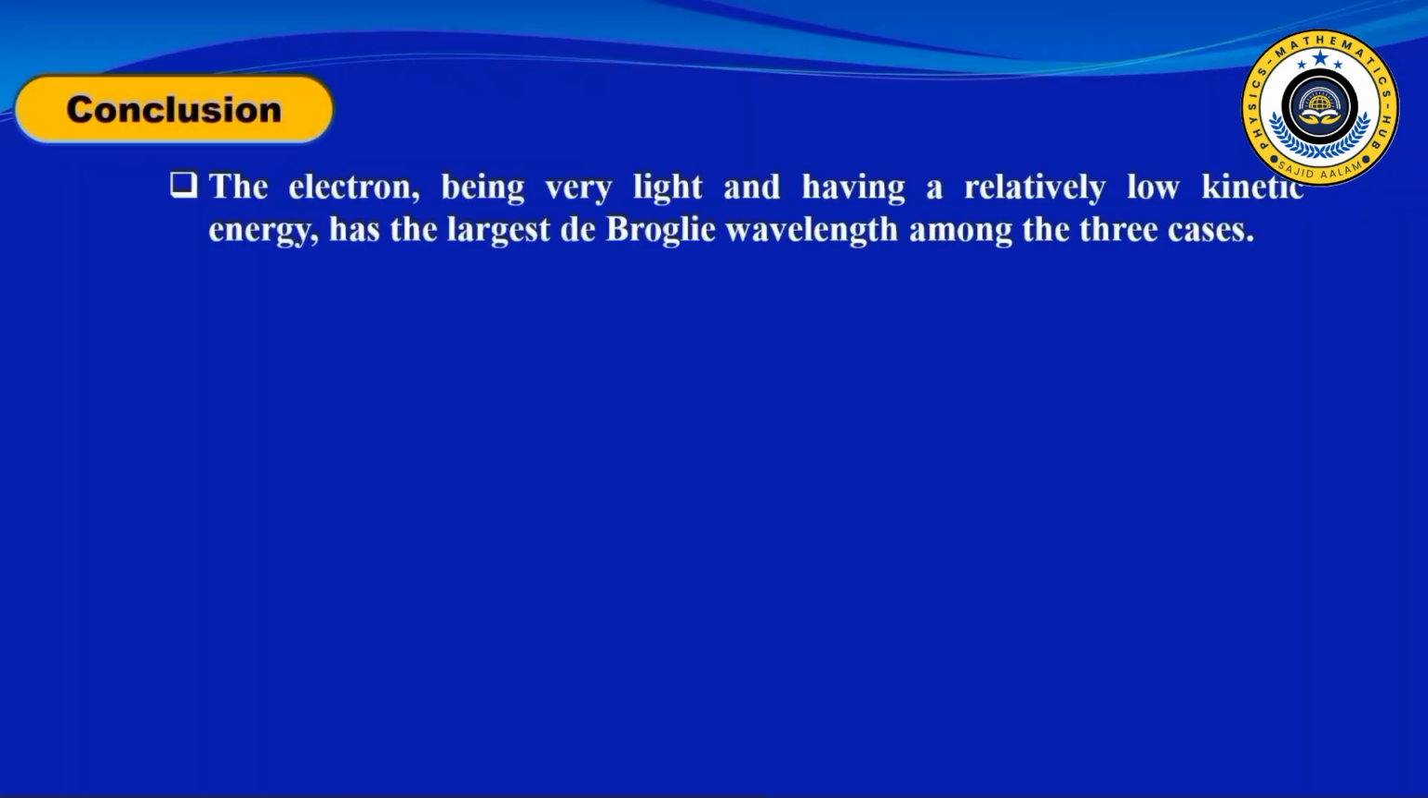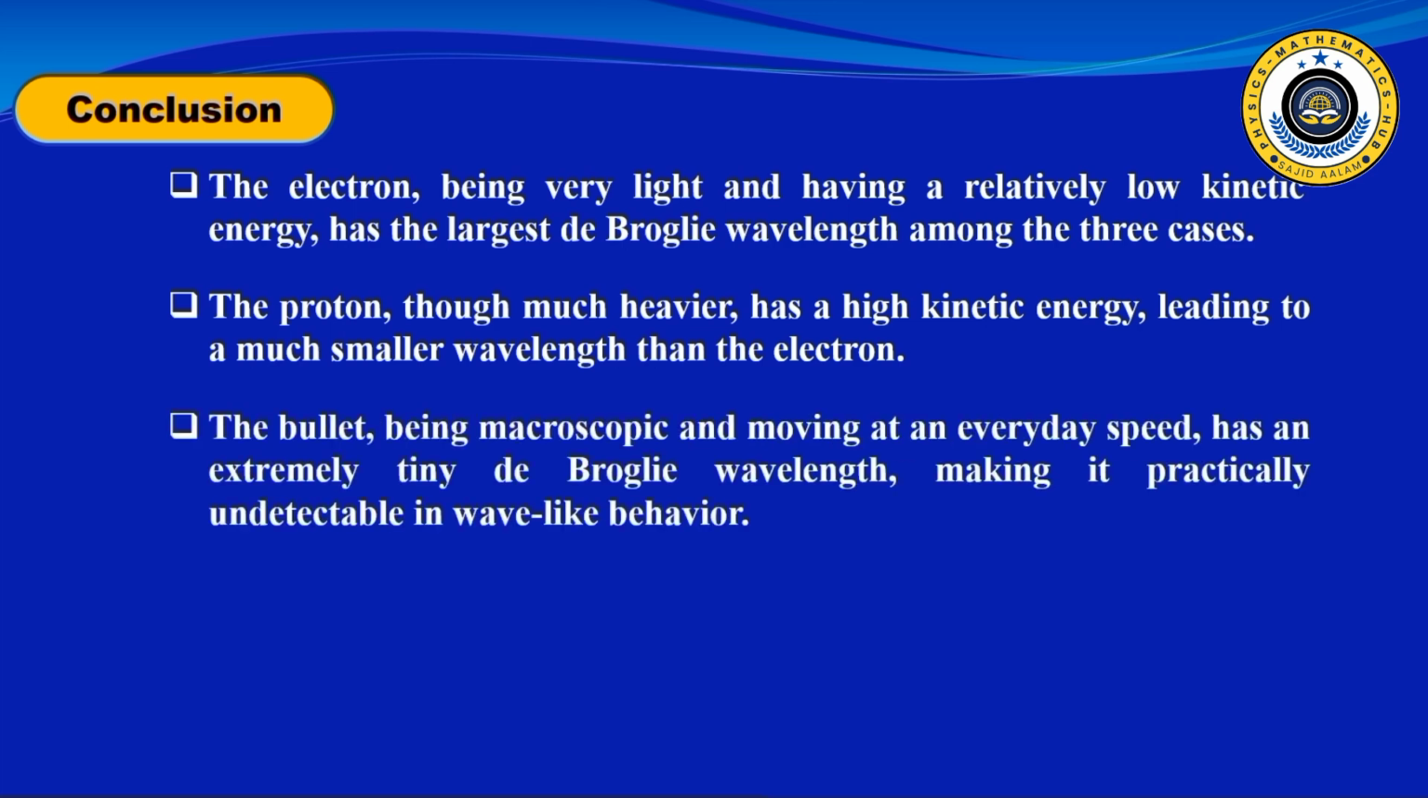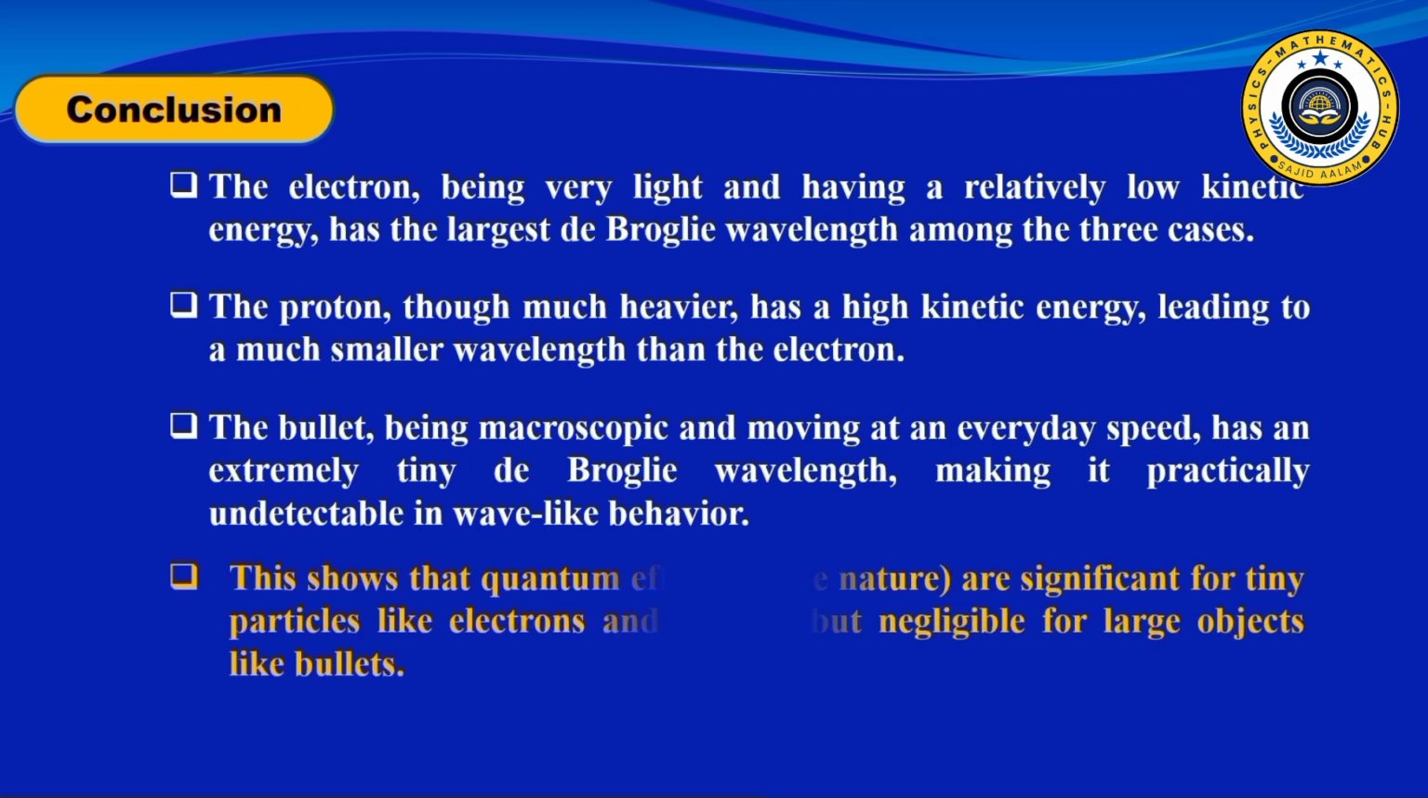From our calculations, we obtain the final conclusion: the electron, being very light and having relatively low kinetic energy, has the largest de Broglie wavelength among the three cases. The proton, though much heavier, has high kinetic energy, leading to a much smaller wavelength than the electron. The bullet, being macroscopic and moving at an everyday speed, has an extremely tiny de Broglie wavelength, making it practically undetectable in wave-like behavior. This shows that quantum effects are significant for tiny particles like electrons and protons, but negligible for large objects like bullets.